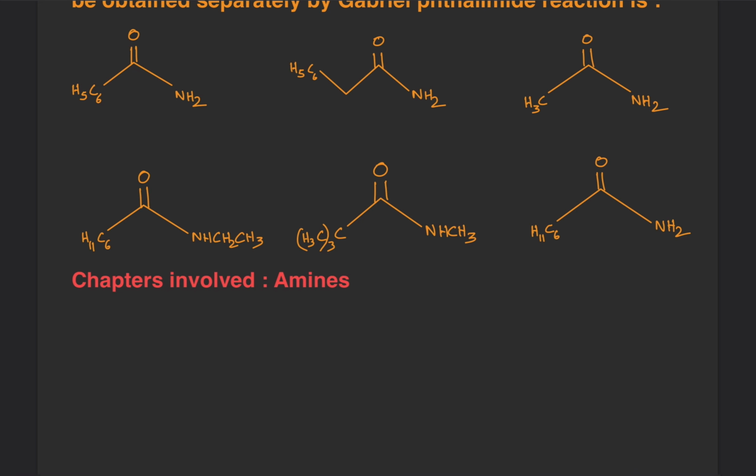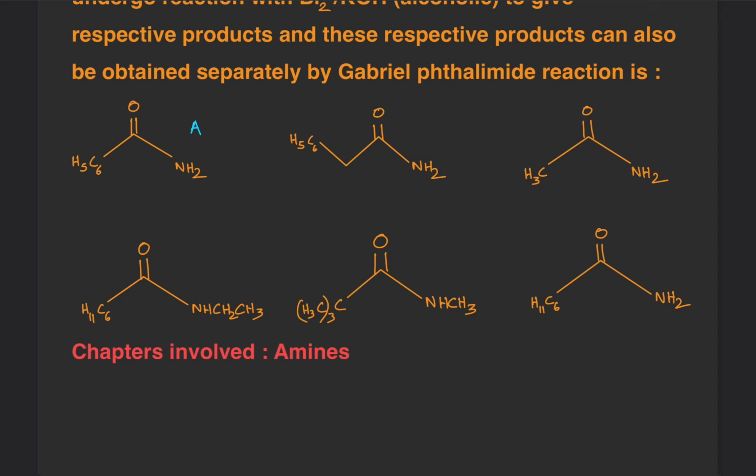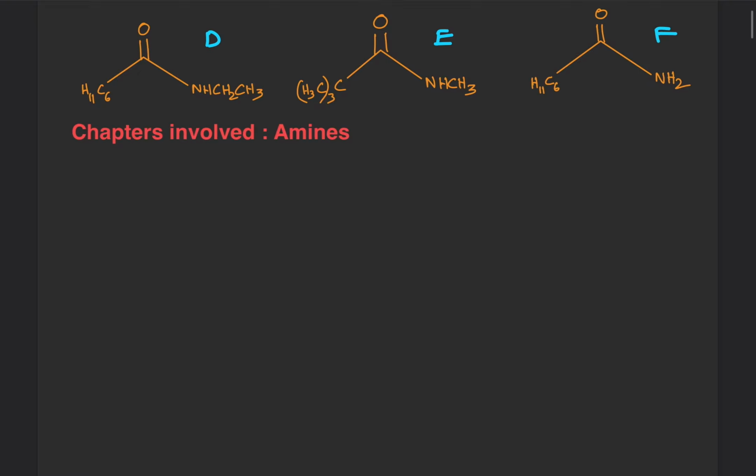Okay. So let's say that this is A, this is B, C, D, E, and F. Okay. So the compounds given to us are all amides. You can see all of these are amides. Okay. So we should know that when a 1-degree amide is treated with an alcoholic solution of potassium hydroxide and bromine.